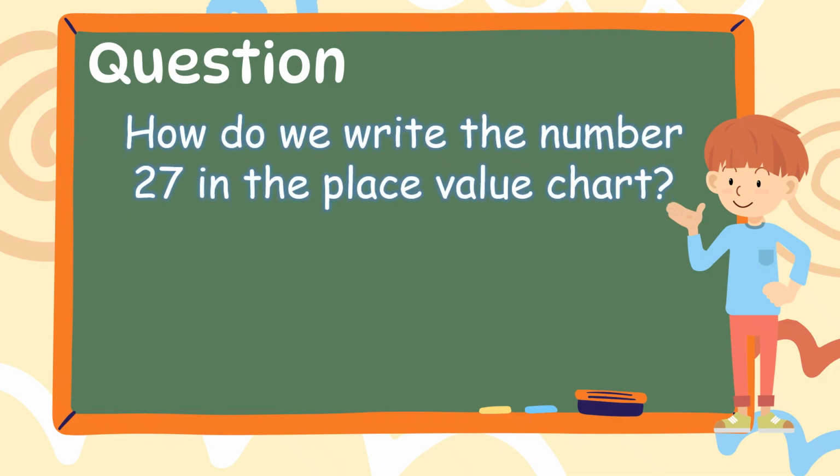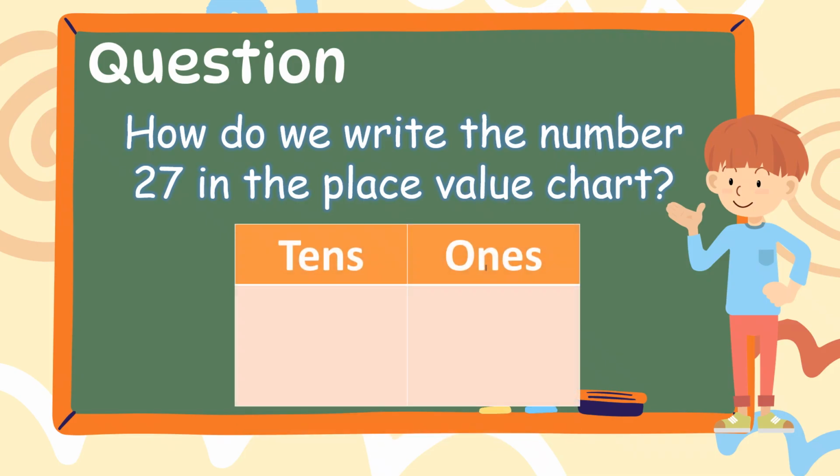So how do we write the number 27 in the place value chart? Let's look at the place value chart. How do we write 27 in the place value chart? Okay, so we know that 7 is in the ones, and 2 is in the tens. That makes it 27. There you go.